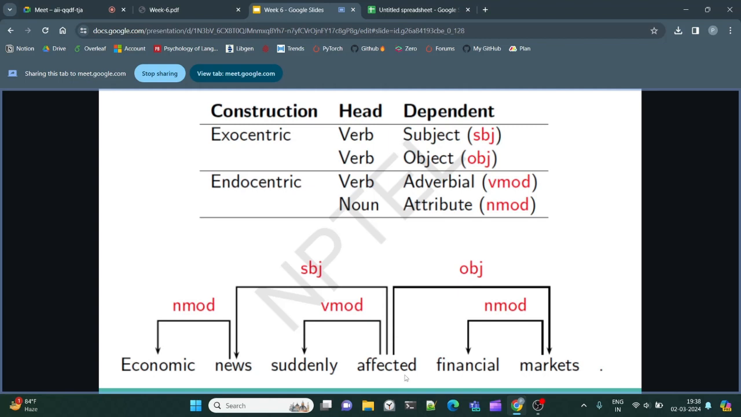Similarly, if I take affected and the object of the sentence, which is markets, that information also needs to be present. I cannot drop any of these words. So these are examples of exocentric constructions. And in such cases, the verb, which is affected, would be the head, and the subject, which is news, and the object, which is markets, would be the dependents.